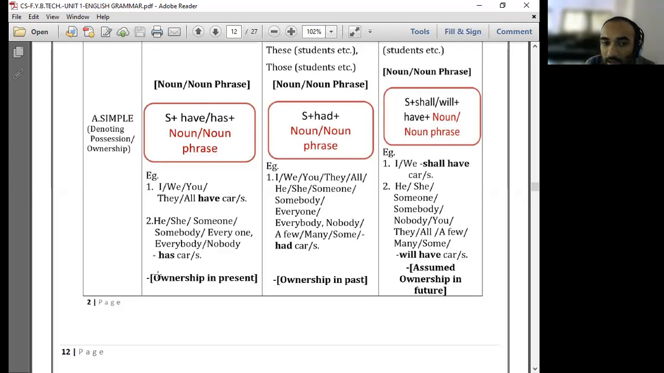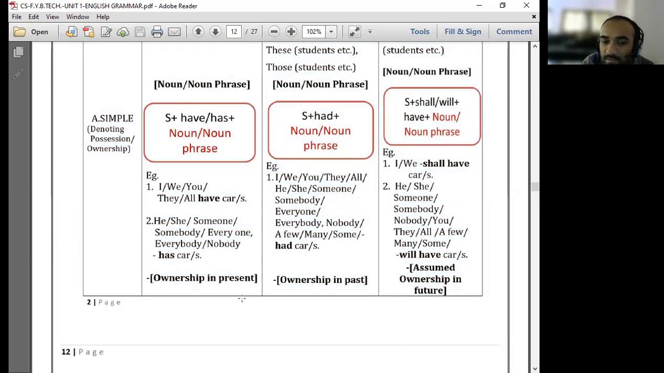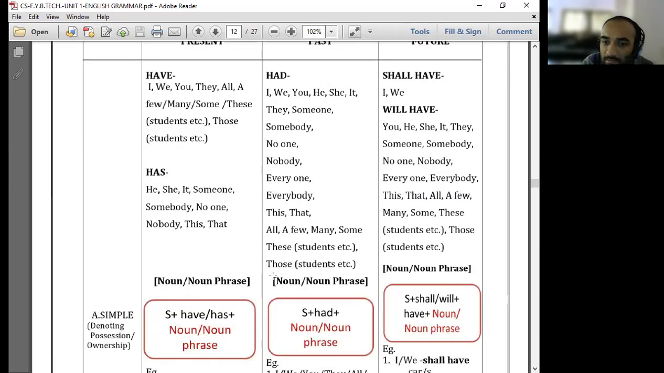So have or has is used for denoting or showing ownership in the present. एखाद्या वस्तूची किंवा गोष्टीची मालकी दर्शवण्यासाठी, शो करण्यासाठी आपण हॅव किंवा हॅजचा यूज करतो. So this is about the use of have or has.